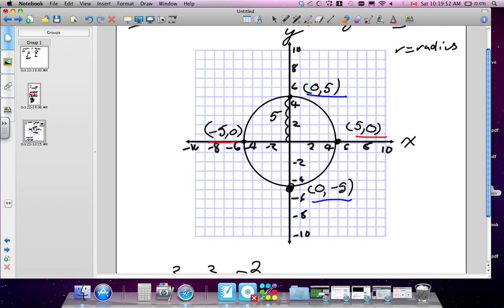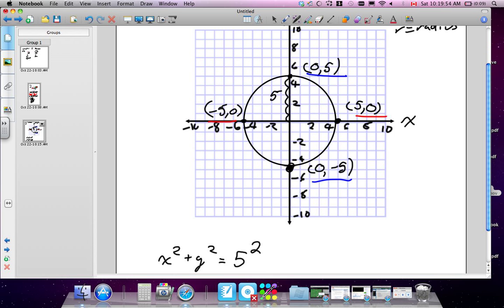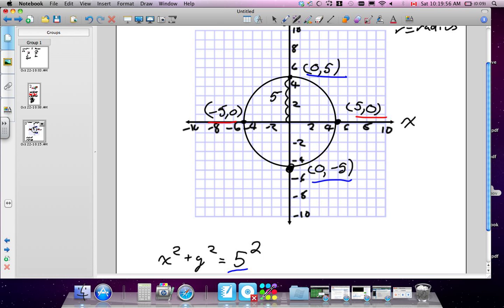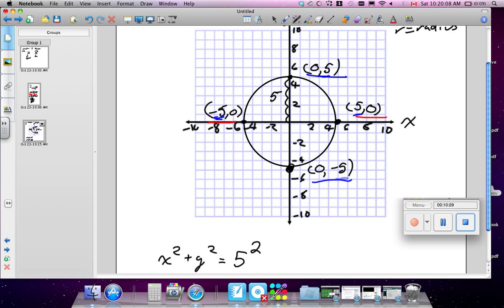The radius of this circle was what? 5. Radius was 5. If you look at these, all of our x and y intercepts relate to the number 5. And it's always going to be like that. So I want you to try one of those questions.